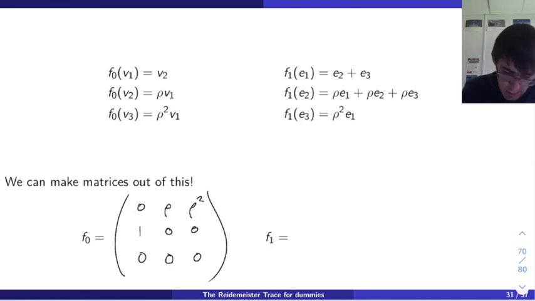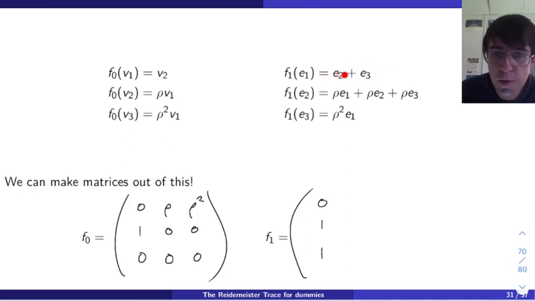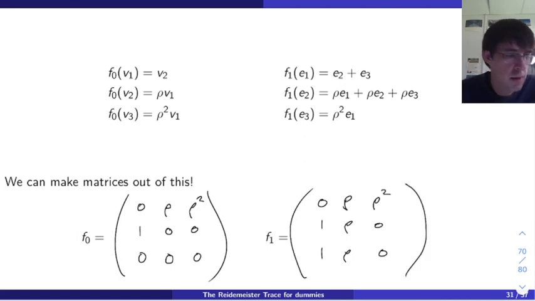And then the matrix of F in dimension 1, I do the same business. The first column is these guys. E2 plus E3 gives me a 0, 1, 1. Next column is rows everywhere. And the last column is row squared, 0, 0. All right? I made matrices out of my function.